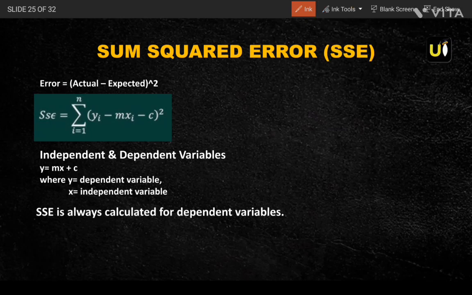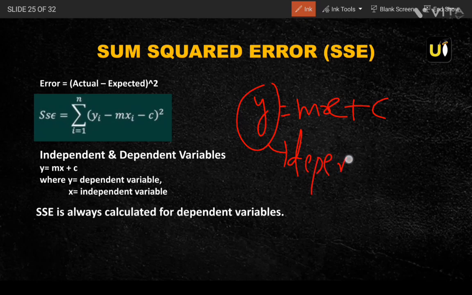Independent variables and dependent variables. What are dependent variables? A variable whose value depends on some other variables or constants is a dependent variable. What is an independent variable? An independent variable does not depend on any other value. Here the x value is independent, that means x can be anything; no condition is applied. But the y value depends on the slope, on the x value, and on the intercept value. So here y is termed a dependent variable.